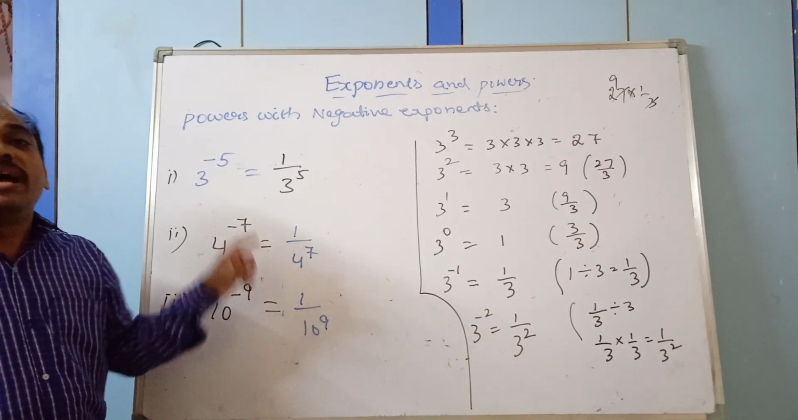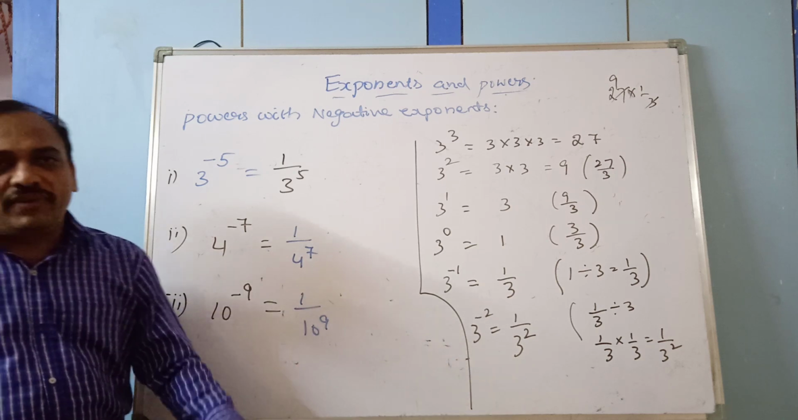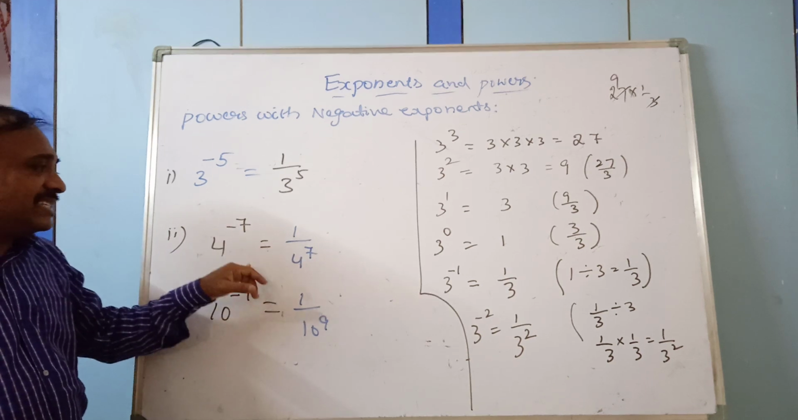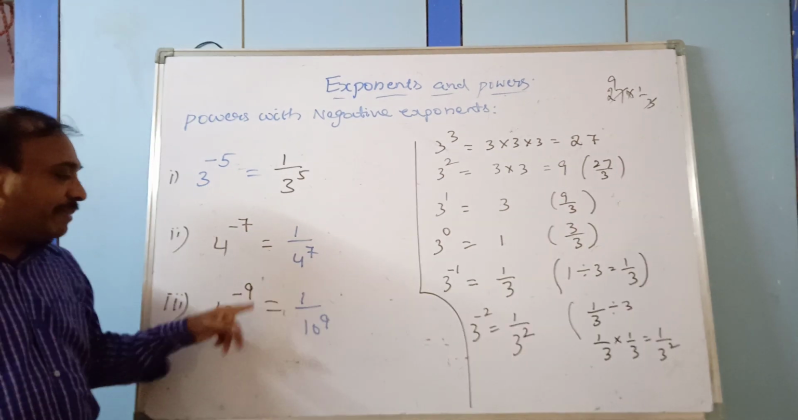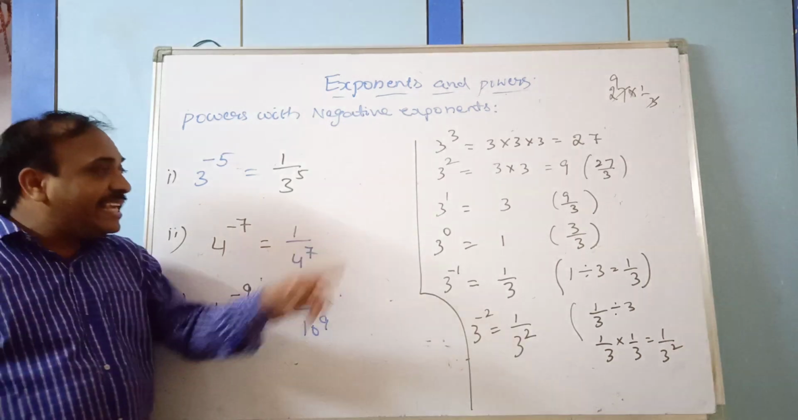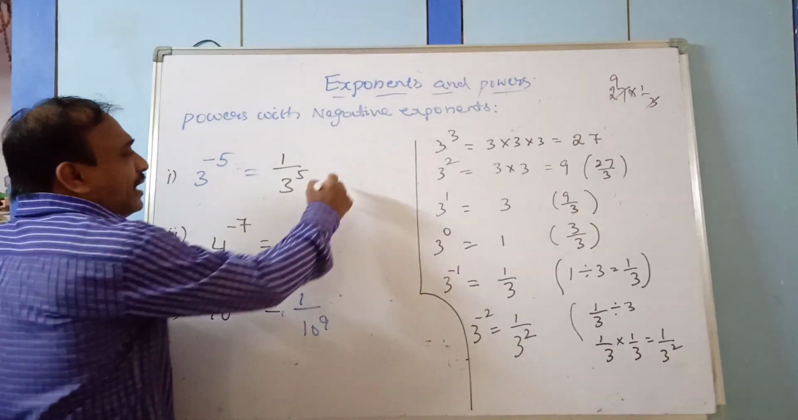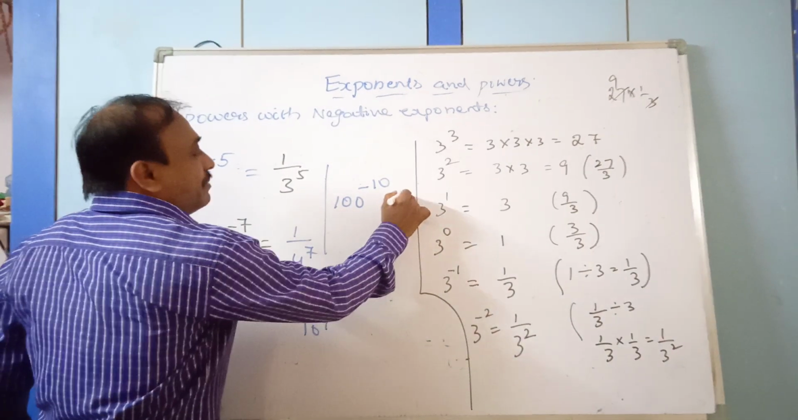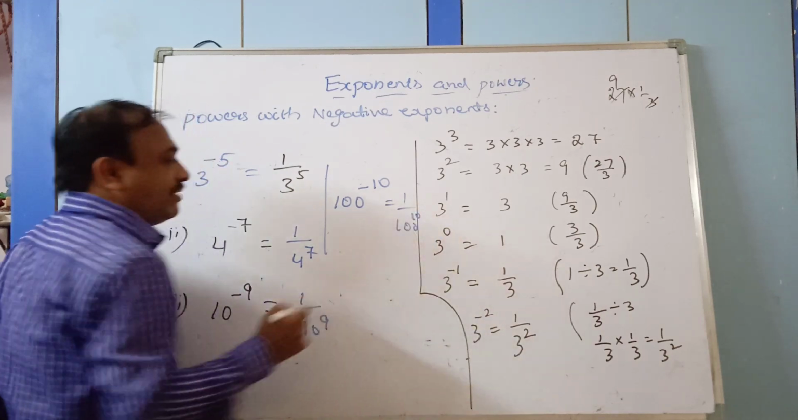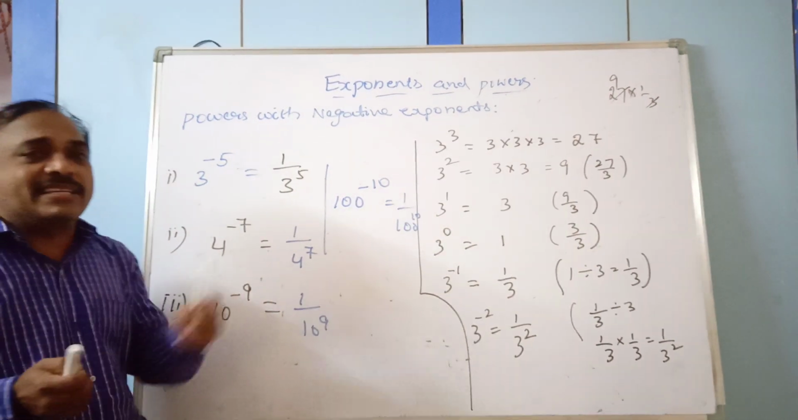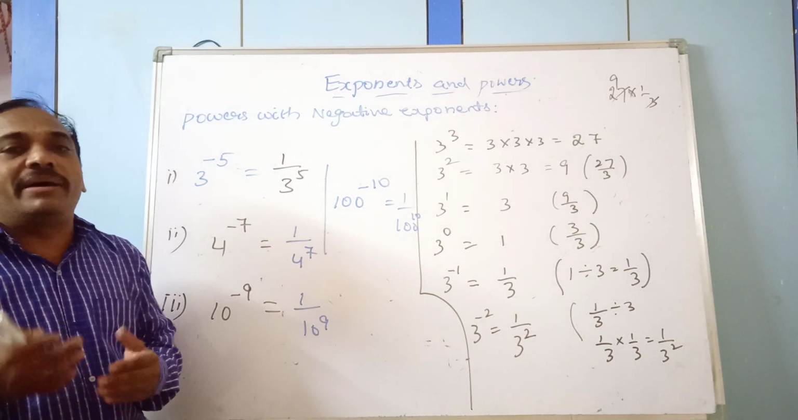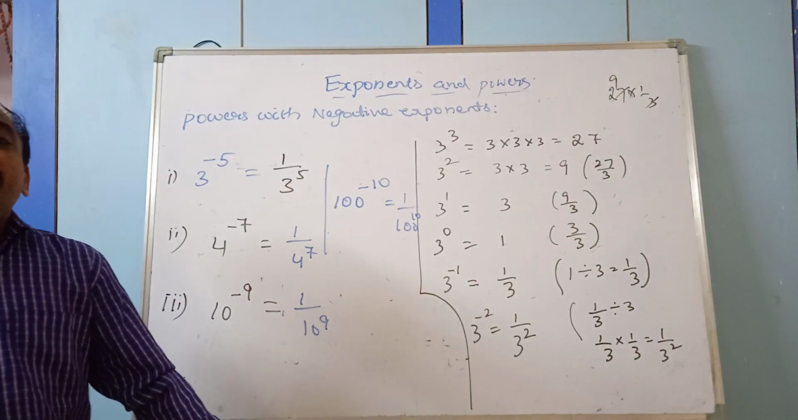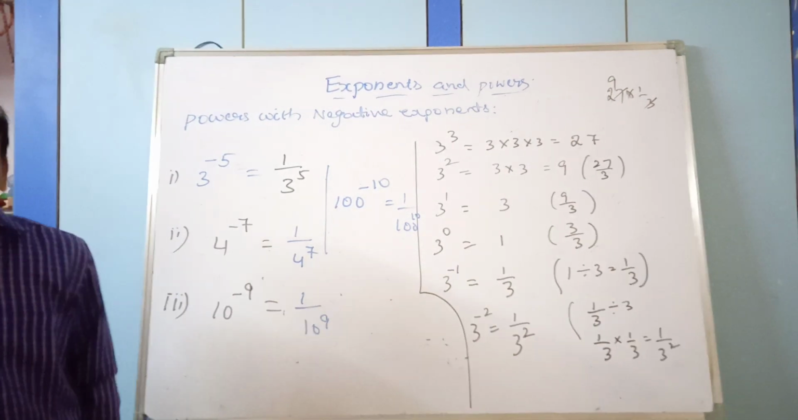So for this we have a definition. Let us see that definition now. If 3 power minus 5 is there, it is 1 by 3 to the power 5. If 4 power minus 7 is there, 1 by 4 power 7. If 10 power minus 9 is there, 1 by 10 to the power 9. One more example: if it is 100 to the power minus 10, how to write it? Yes, you are right. 1 by 100 to the power 10. So for this a general rule is there to remember, like a formula. We will see now how to express it in terms of variables.